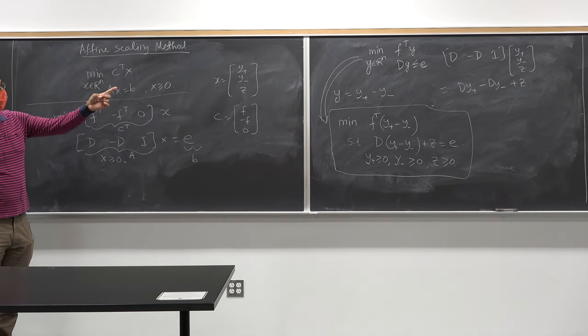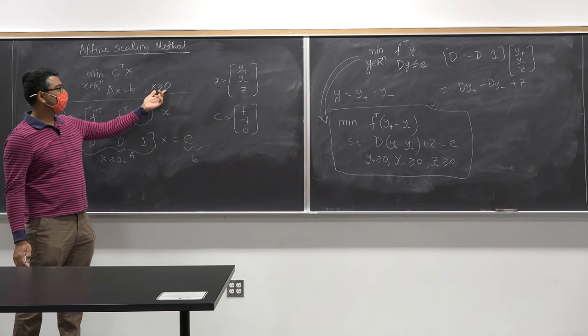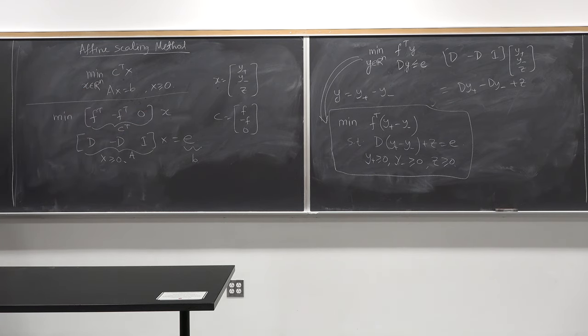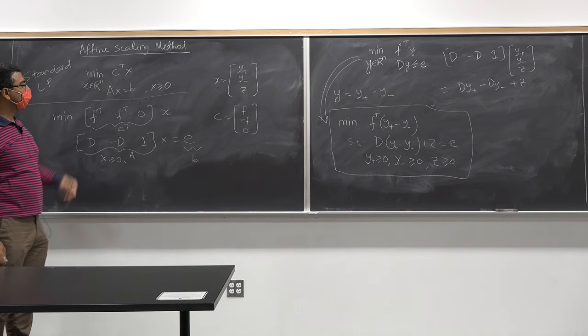And so I have converted that inequality constraint problem into an equality constraint problem with x being non-negative. Okay, so this is a standard linear programming problem. And so no matter what kind of LP you have, you can always do some massaging of variables to get it in this particular form.